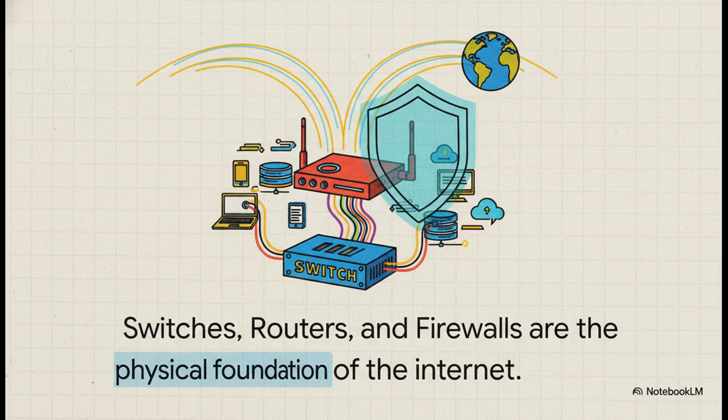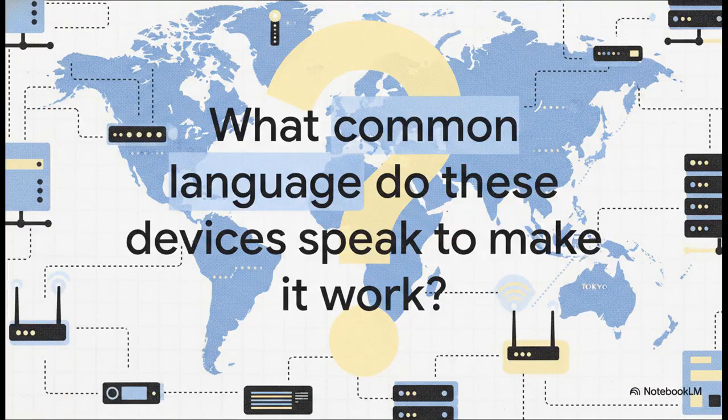So really, the big takeaway from all of this is that these three devices, switches for local connections, routers for global connections, and firewalls for security, are the fundamental physical building blocks that make our modern, interconnected world actually work. Which of course leaves us with one last pretty fascinating question. We've seen the hardware, but how does it all communicate? What's the common language that lets a switch in Tokyo talk to a router in New York and make it all work? Well, that common language, that's a topic for a future explainer.